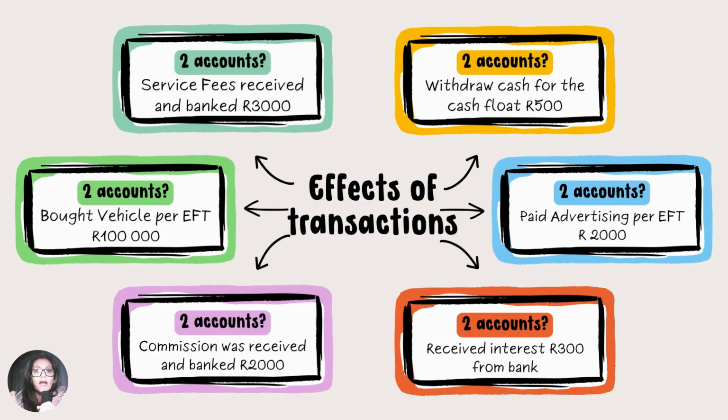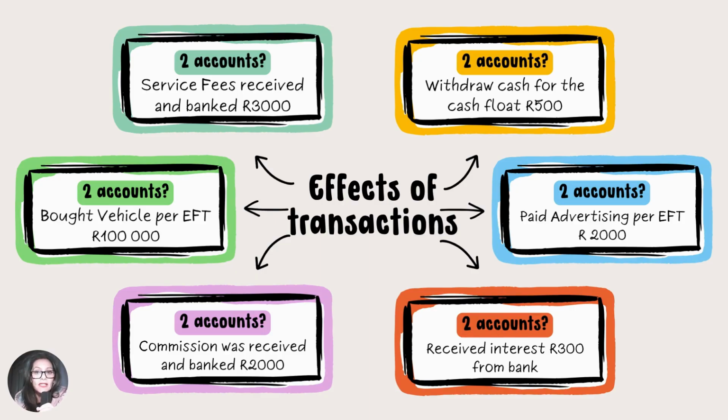Look at the next one. Withdraw cash for the cash float. What are the two accounts? It's going to be bank and cash float. Now, what is bank? It's an asset. What is cash float? It's an asset. When we withdraw money out of our bank account, is that increasing our money in the bank or decreasing? It's decreasing. Cash float, have we put money into the cash float? Is the cash float box more? Yes. So that's going to be plus.